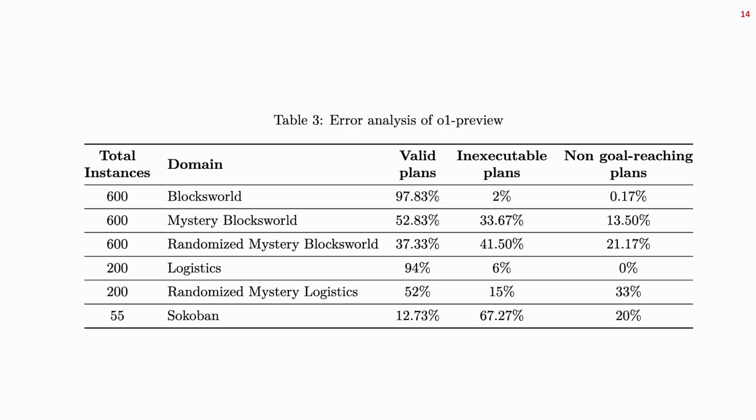We also did some analysis of the kinds of errors that these reasoning models make on these kinds of planning problems. In blocks world, 97% of the time they are correct plans. About 2% are inexecutable plans, and 0.17% are executable but don't actually reach the goal. You can do this kind of analysis. In Sokoban, everything is pretty bad. Valid plans are 12.73%, and most of the time you get invalid plans.